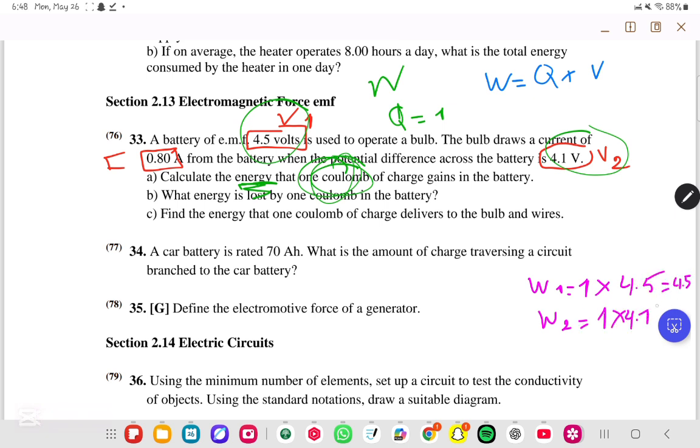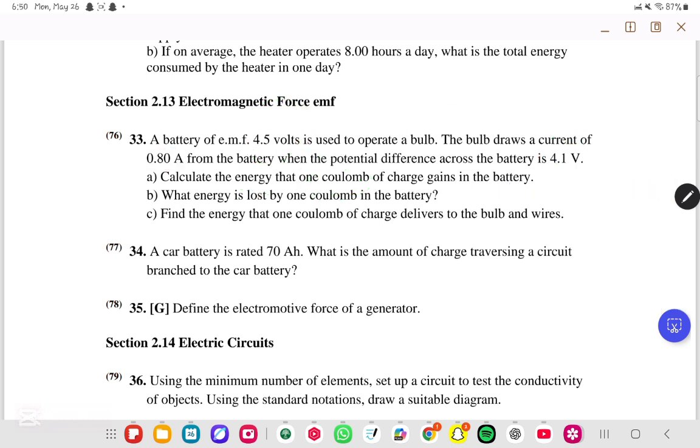You're going to get 4.5, and you're going to get 4.1 over here. You're going to subtract them because now you have them in joules. 4.5 minus 4.1, you will get an answer of 0.4 joules. We move on to part C.